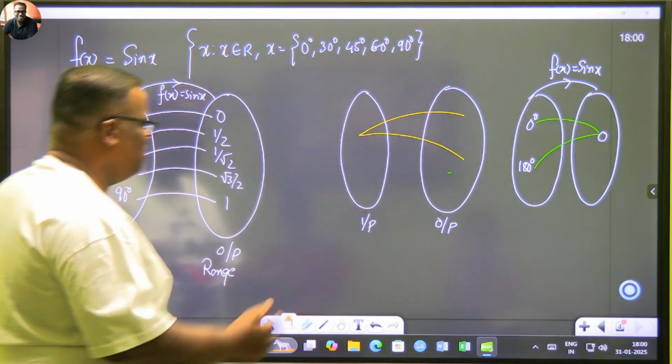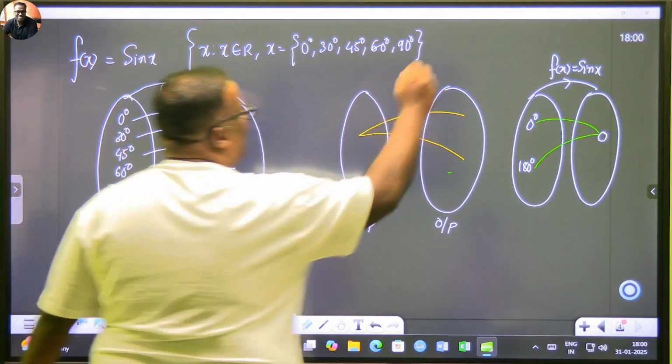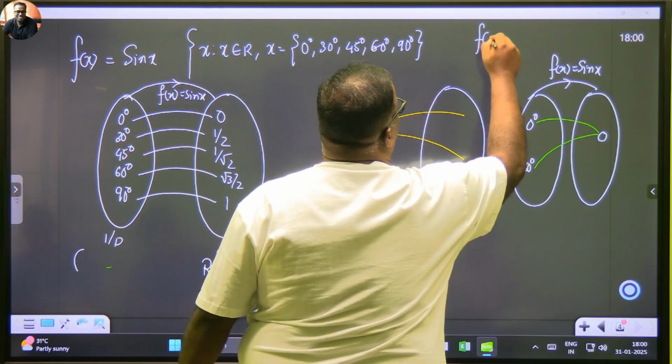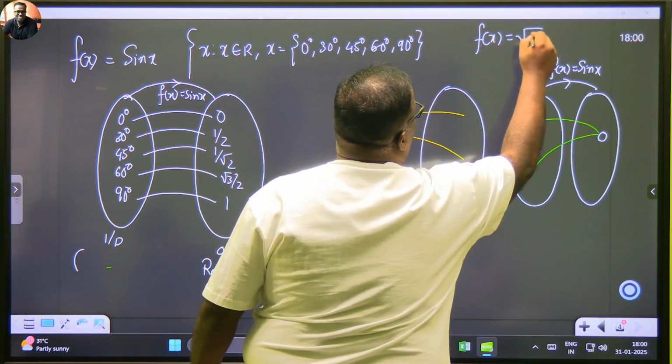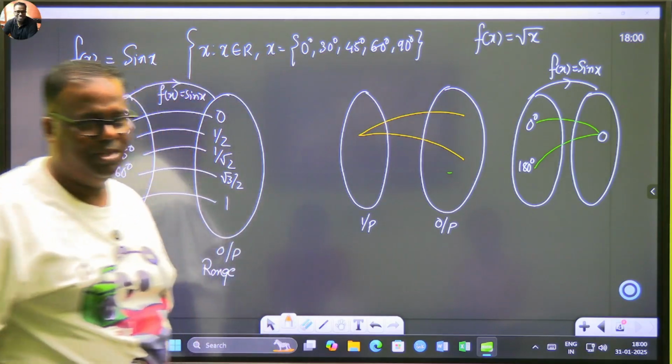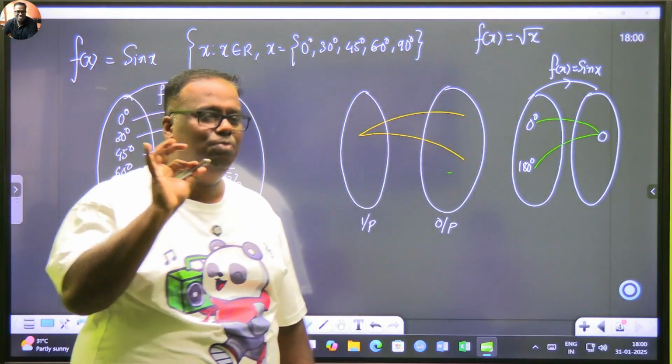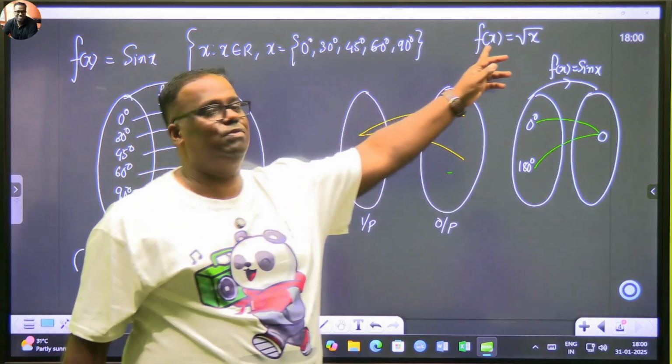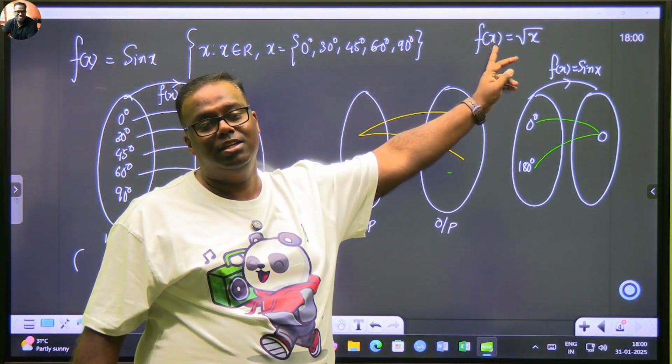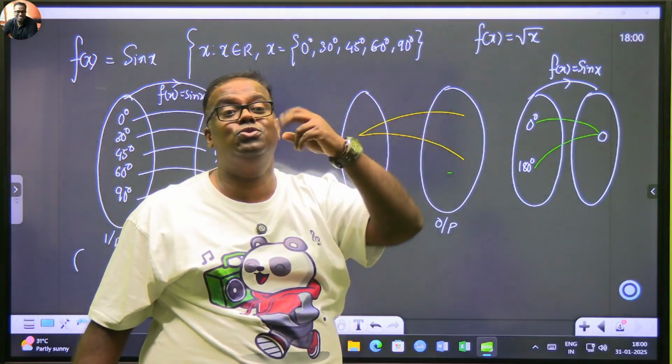So let's take some more examples, okay? Now I ask you something. You are habituated to doing this: f of x equal to root of x. In no good book of mathematics will you ever see this function. Why? Root x always throws two different values.